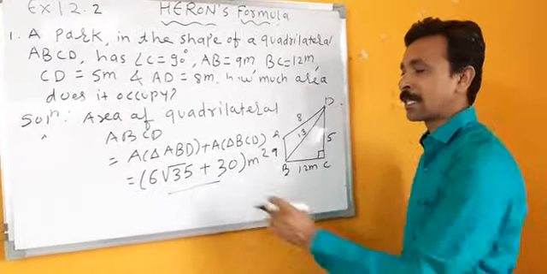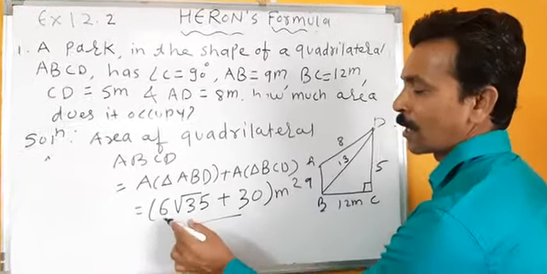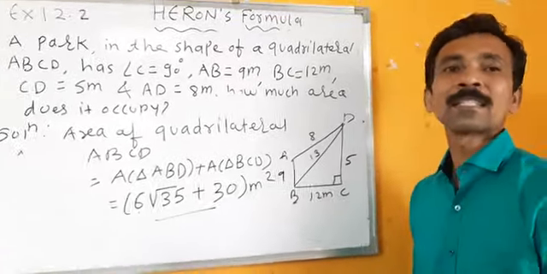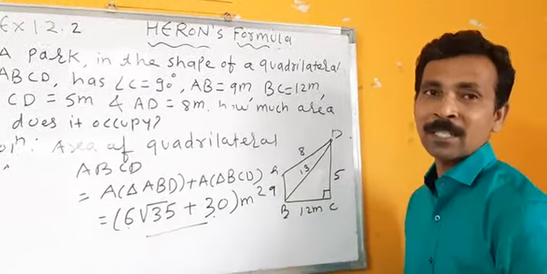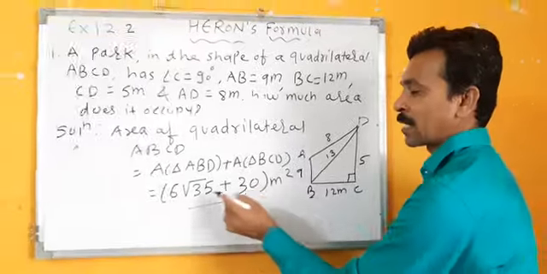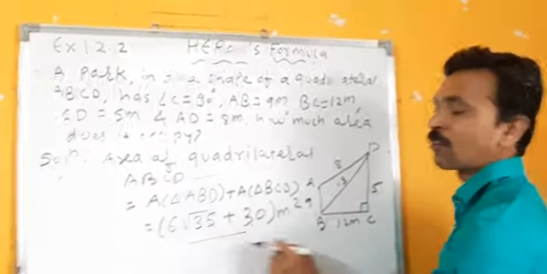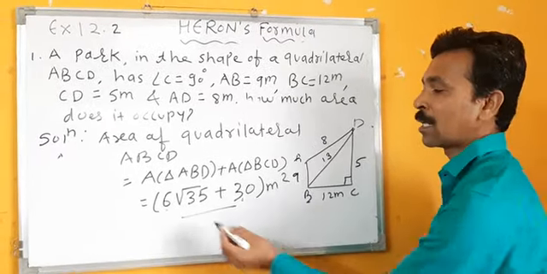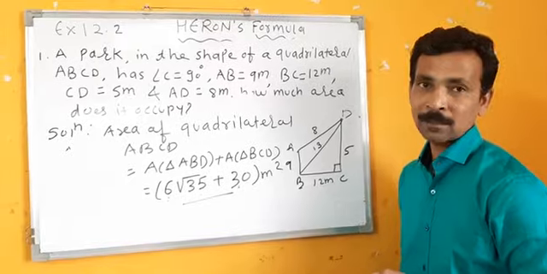We cannot add this because 6 root 35 is an irrational number. 35 is not a perfect square, and 30 is a rational number. And we know addition of a rational number and irrational number is always an irrational number. So the area of park, that is the area of quadrilateral, is 6 root 35 plus 30 meter square.